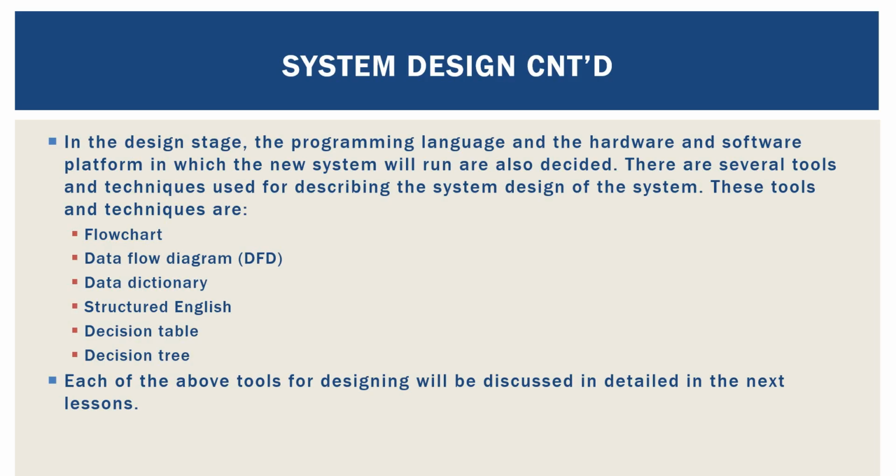There are several tools and techniques used for describing the system design, including the flowchart, data flow diagrams, data dictionary, structured English, decision tables and decision trees. We are not going to look at all of these because some of them are old enough. But we are going to look at flowcharts, data flow diagrams, use case diagrams, class diagrams, activity diagrams, sequence diagrams, etc. We are going to remove decision tables, structured English and the data dictionary.